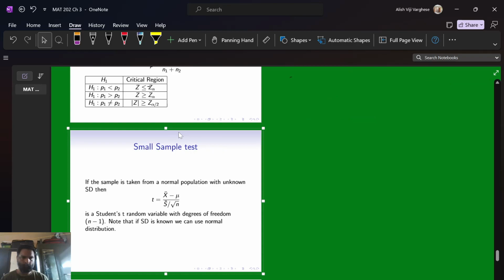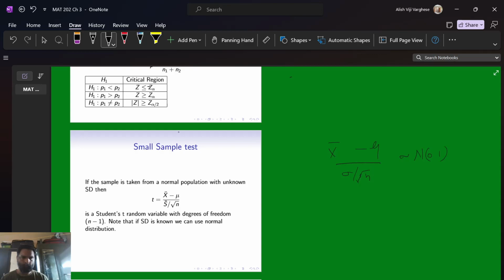When we have a small sample, if the sample is taken from a normal distribution, then x bar minus mu by sigma by root n is a standard normal random variable. If the sample is taken from a normal distribution, then x bar minus mu divided by sigma by root n is a standard normal random variable if x bar is taken from a normal population, even if n is less than 30.